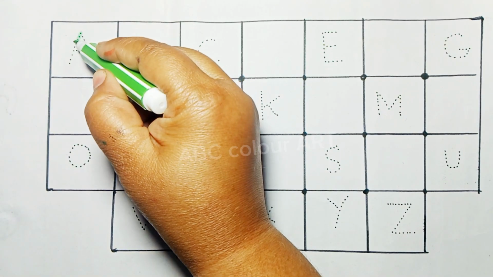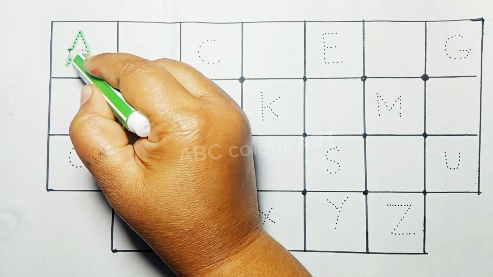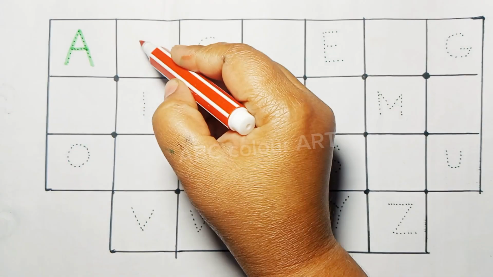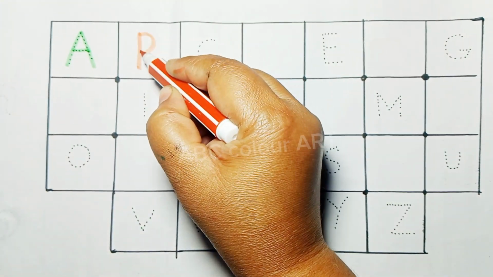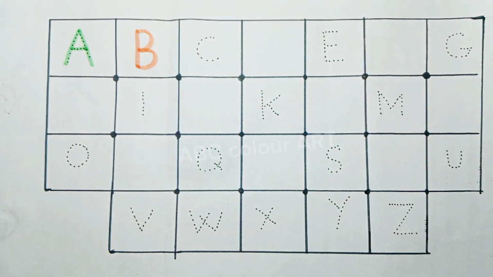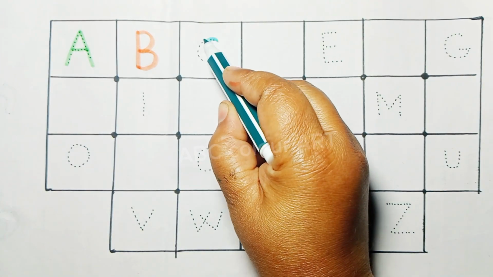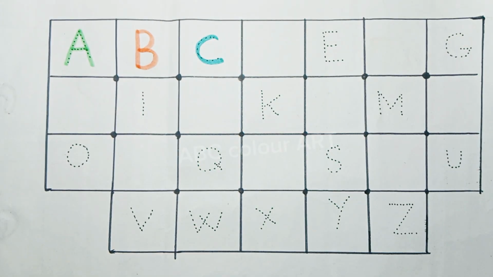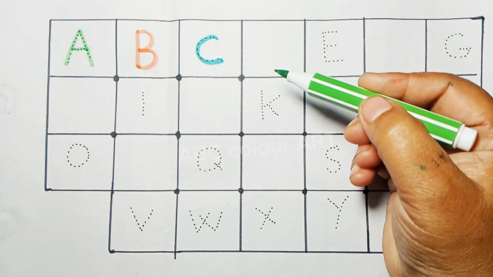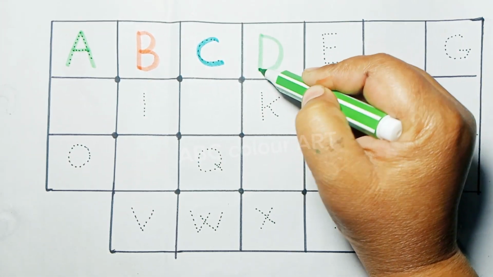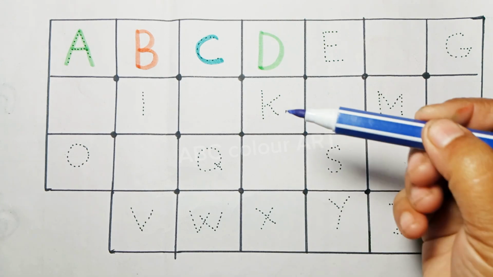Light green color. A for airplane, red color. B for butterfly, sea green color. C for car, light green color. D for dog, blue color.